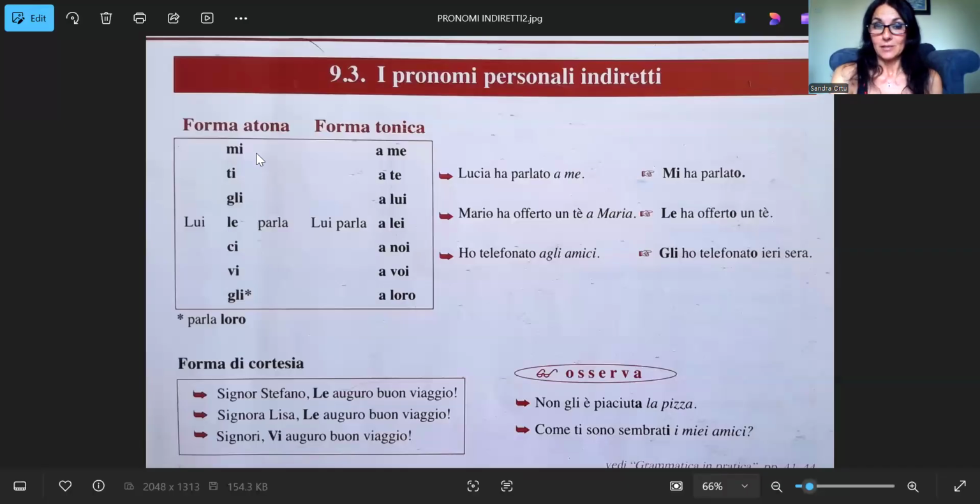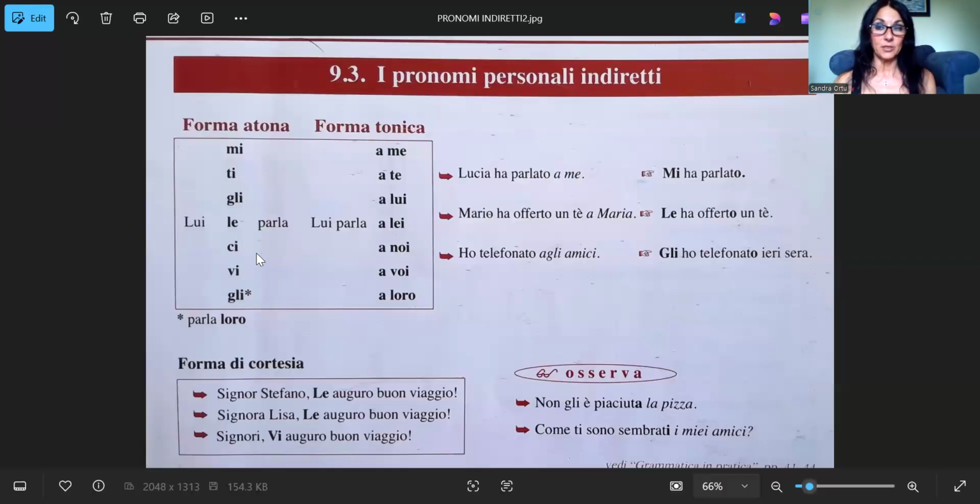However, they're not. Some of them are exactly the same. Mi, ti, ci, vi are exactly the same. And to make it even a little bit more confusing, mi, ti, ci, vi, which is first and second person singular and plural, are also the same as the reflexive pronouns. And that is why I am going to post, as soon as possible, in fact, a follow-up to this video.